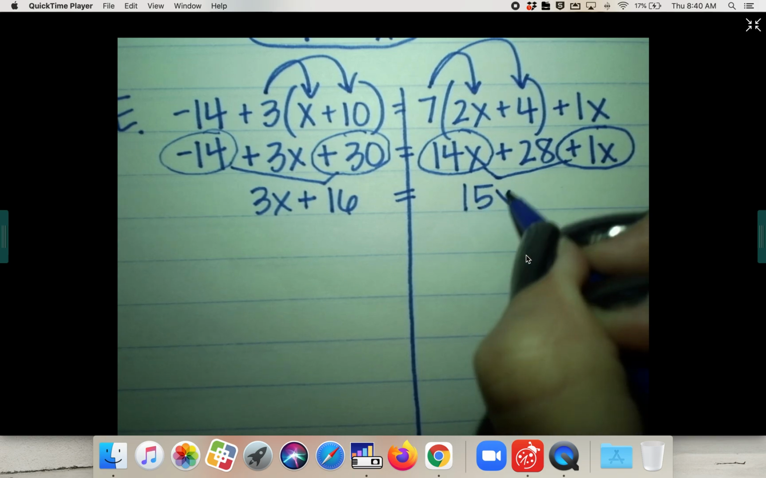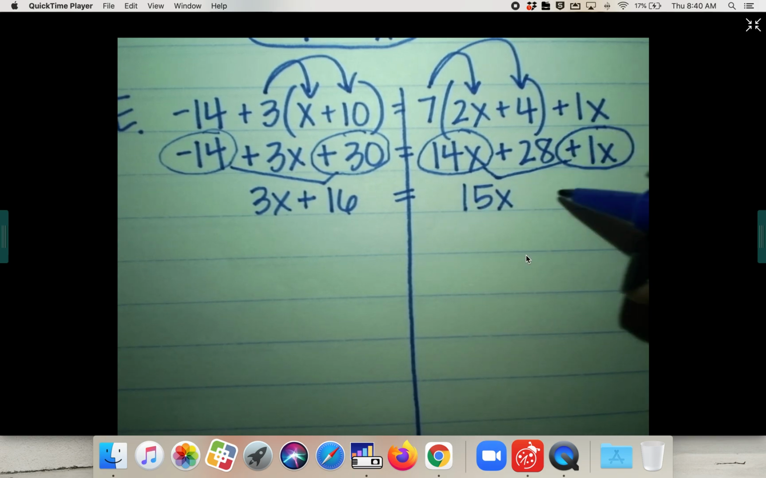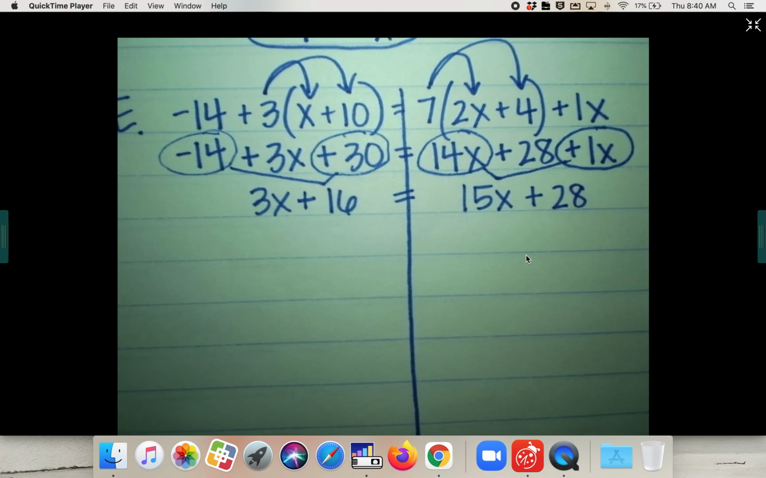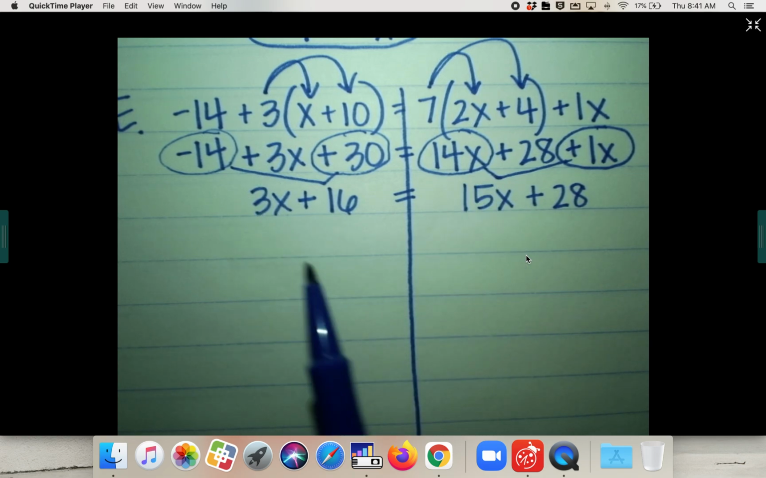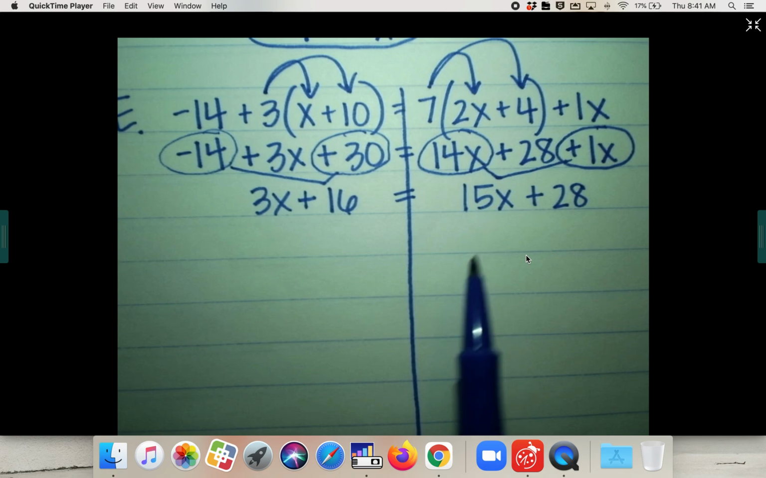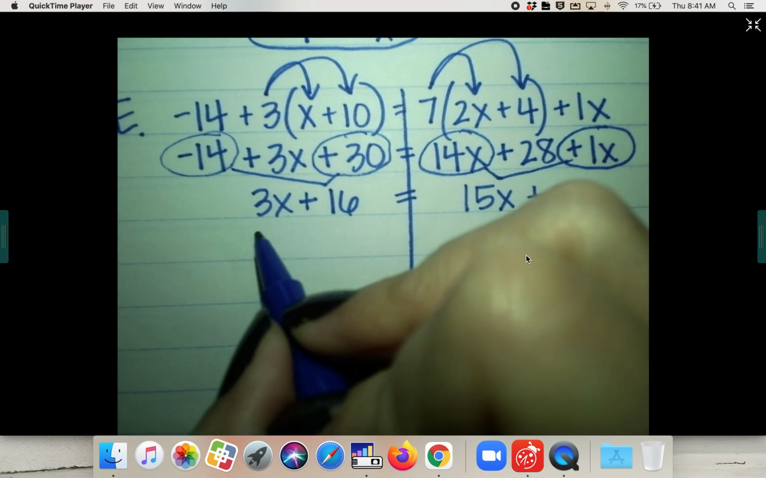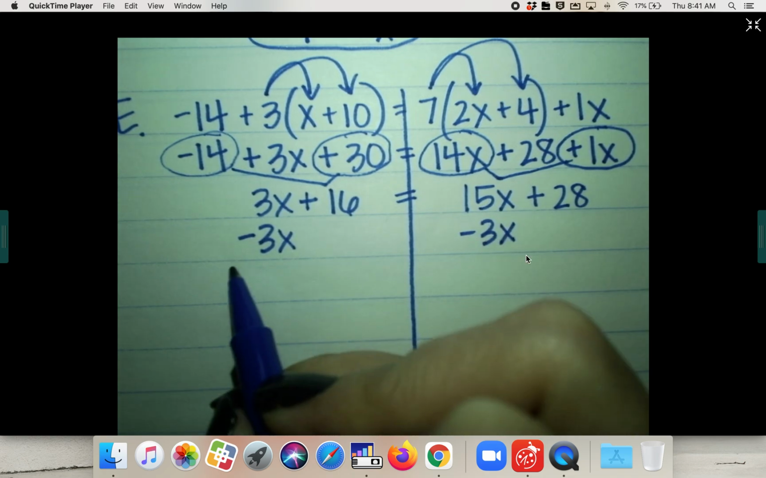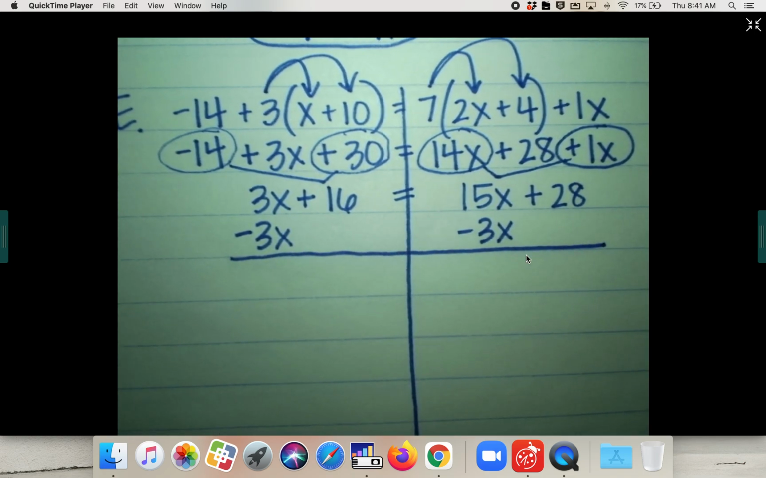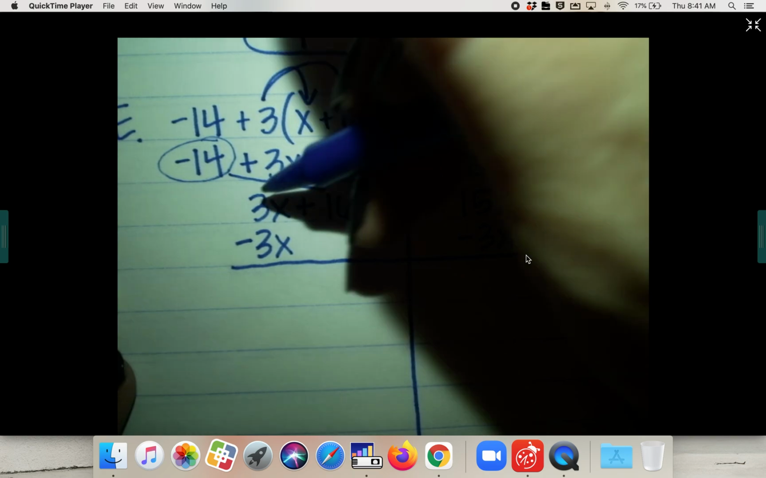15x. And then we haven't done anything with 28, so let's just bring down plus 28. All right, and now we can move one of the x's. We have to subtract, because they're both positive, either subtract 3x over here or subtract 15x over here. Yeah, let's minus the 3x. Stay away from negatives if and when possible. Line them up with your x's because those are the like terms.